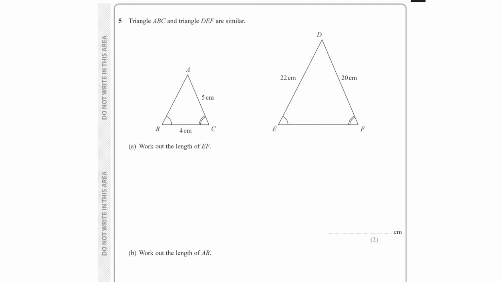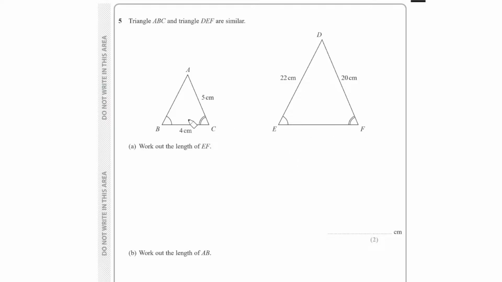Okay, so we've done that one. Question 5, we've got triangle ABC and triangle DEF are similar. Work out the length of EF as part A, so that's here. So when you've got similar triangles, you have to first find out the scale factor, don't you? How much bigger is the second triangle compared to the first triangle? So we need to look at, they should have given you what I call a pair of matching sides. So in this case, just make sure that it is rotated the correct way.